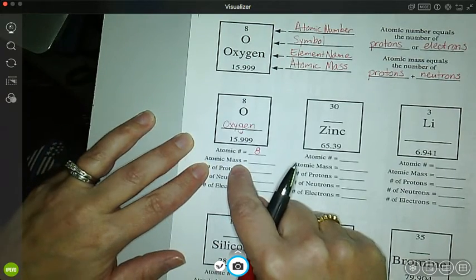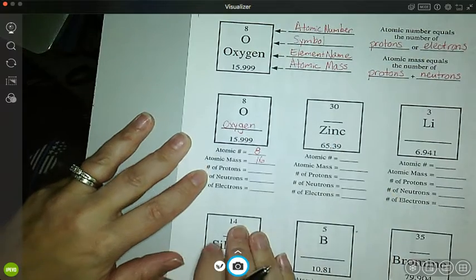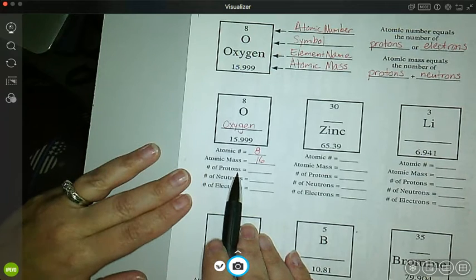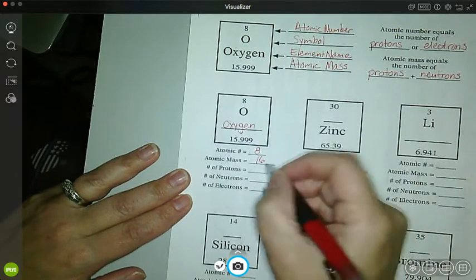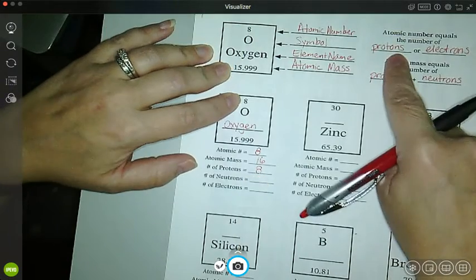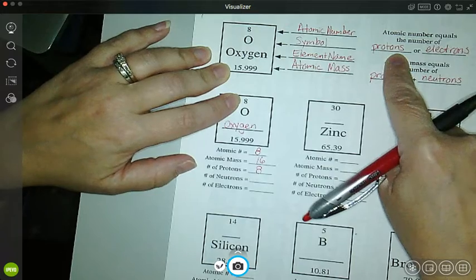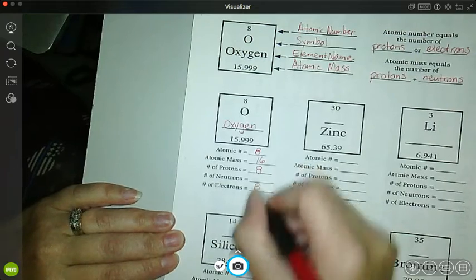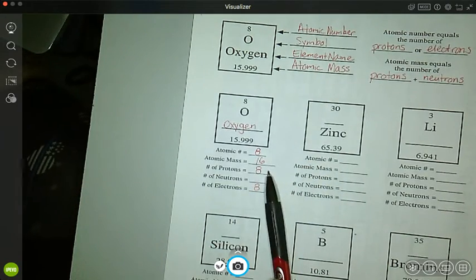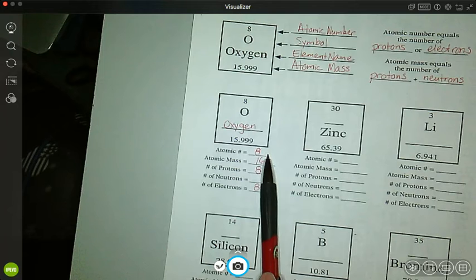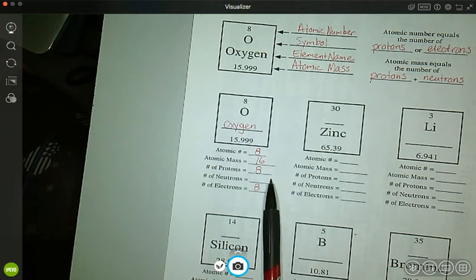So what's my atomic mass? 16. And we're going to round because we can't get a decimal point for our number of neutrons. So how many protons do I have? 8. I have 8 protons, and I know I have 8 protons because what's my atomic number? 8. And my atomic number tells me the number of protons. But if I know the number of protons, what else do I know the number of? Electrons. So what 3 numbers are going to be the same? The atomic number, the electrons, and the protons. Very good.